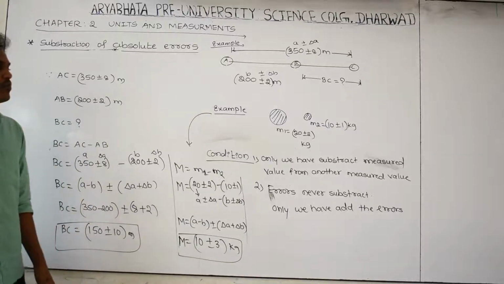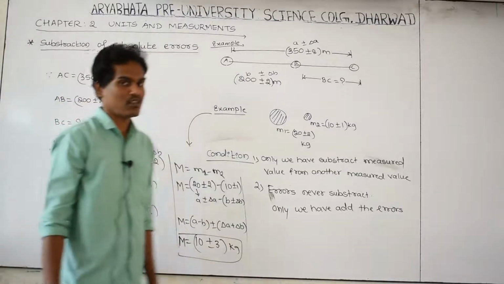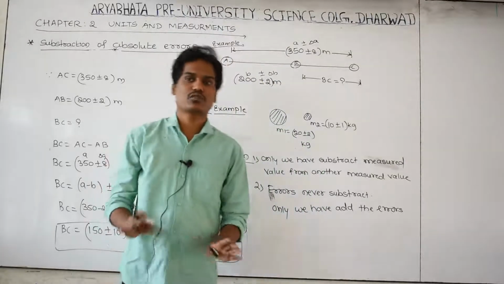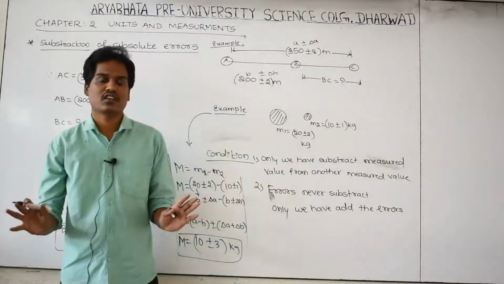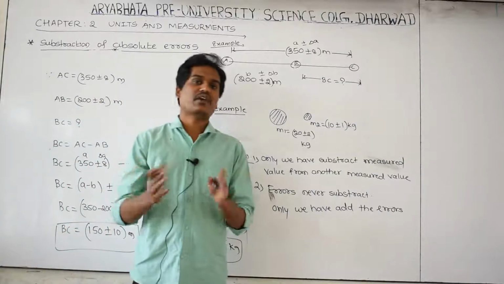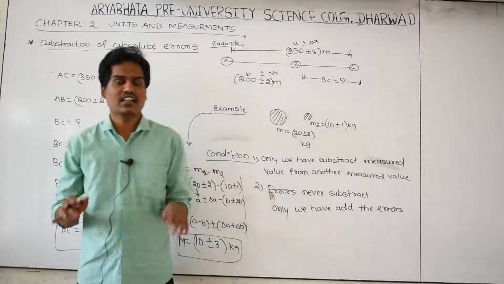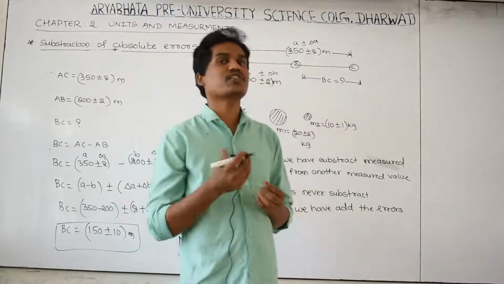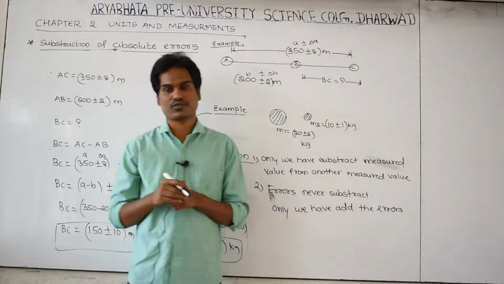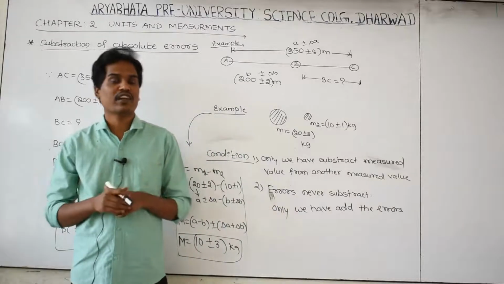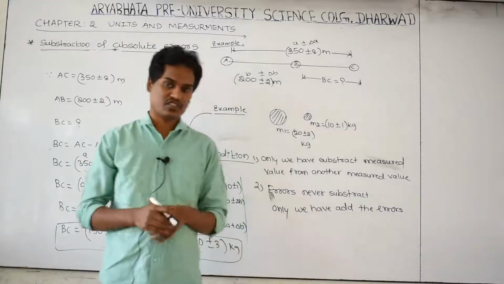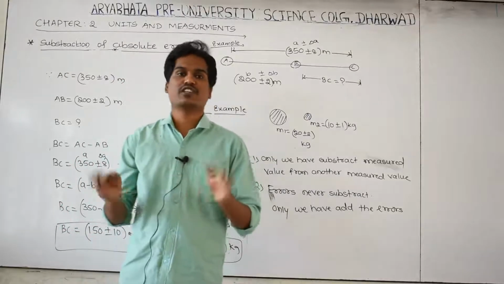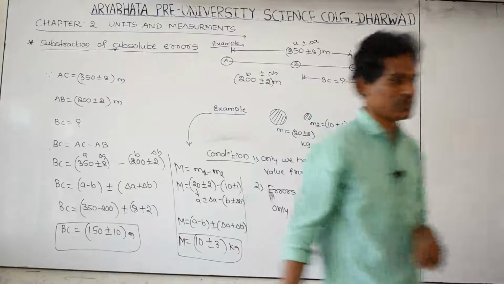While subtracting one quantity from another quantity which have errors, it is possible to subtract the measured values, but not the errors. Errors always add up. They never cancel and never subtract from another error. Please remember. Next we'll see how to multiply two measured values which have errors, and how to divide two measured values which have errors. Yes, remember this one.